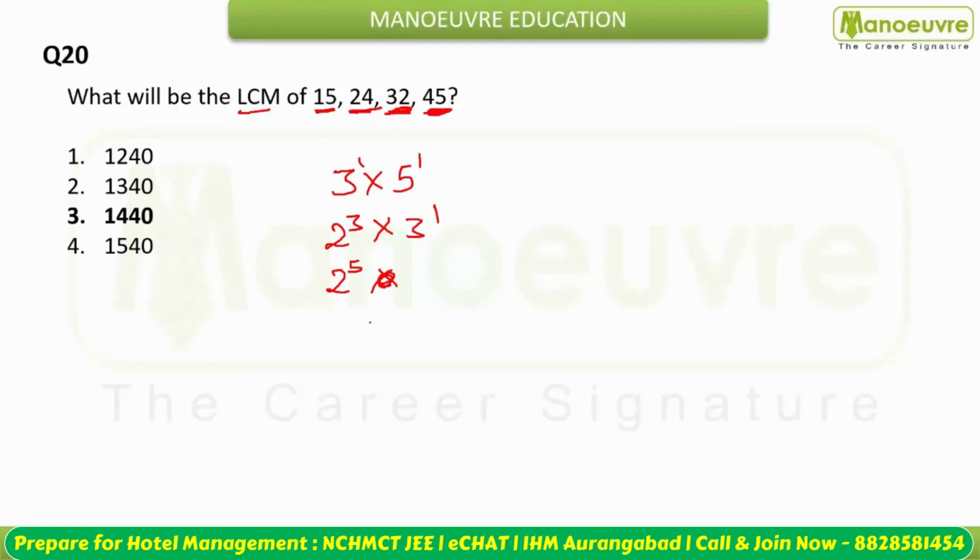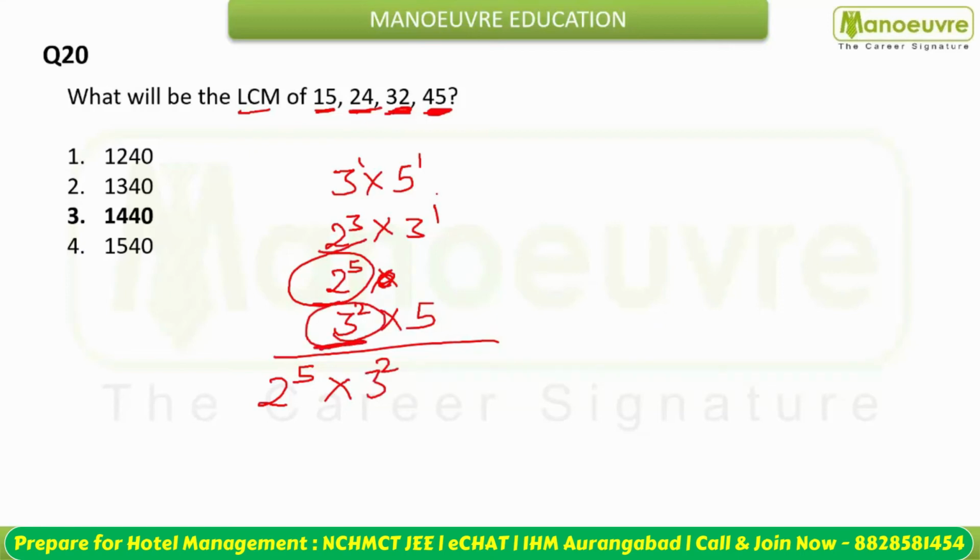This is 45. 45 is what? This is 3 square, that is 9 into 5. So बच्चे यहाँ से हम हाईएस्ट पावर पिक कर सकते हैं. 2 का हाईएस्ट पावर कितना है? पावर 5, that is 2 का पावर 5 into what? 3 का पावर यहाँ से हाईएस्ट पिक कर सकते हैं, यहाँ से 3 square, that is 9. 3 square and 5 का पावर you have only 1. Power 1 ही है common, so this is going to be power 1.